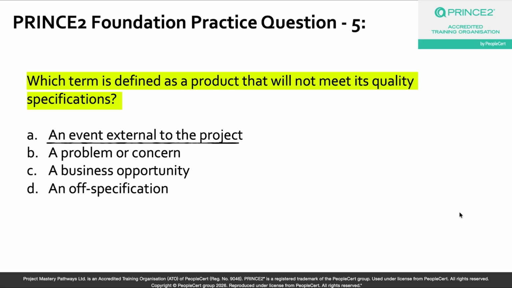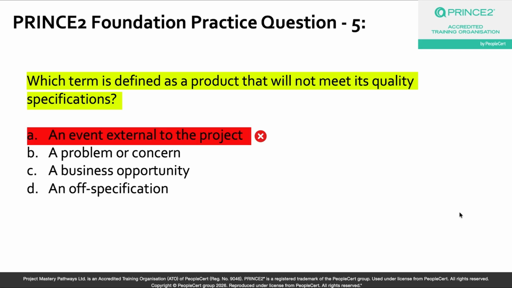A risk in PRINCE2 is an uncertain event or a set of events that, if it occurs, will affect the achievements of the objectives, okay? And those kind of risks are often internal, might be external as well, and they come with a probability of occurrence. But a product failing to meet its quality specifications, that is not an external event for sure. That is something happening right inside your project at the delivery level when a product is being built or tested. So option A has nothing to do with product quality failures, and it's an incorrect answer choice.